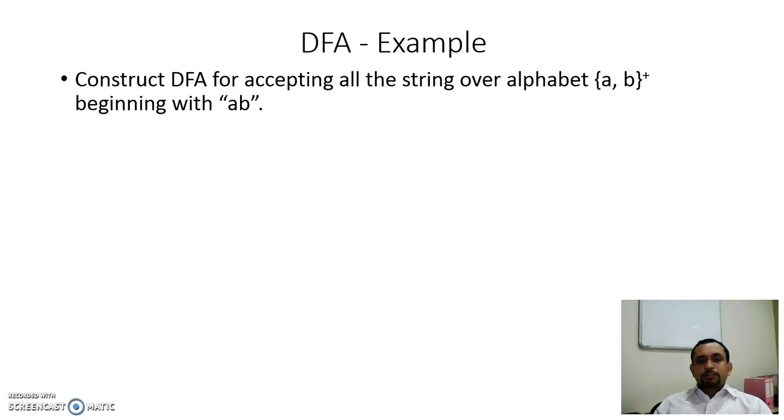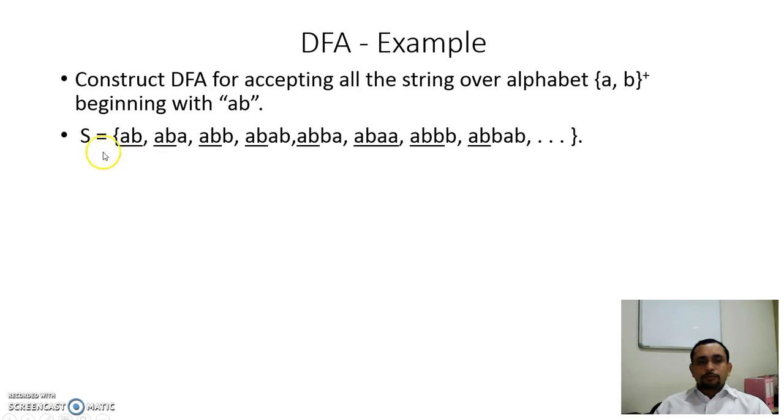When we talk about construction of a DFA beginning with AB, all the strings belonging to this DFA, or all the strings accepted by this DFA, will start with AB. That means it will have the first two symbols as A followed by B. Rest, you can have anything formed out of this alphabet. So a sample set is shown here. Here one can very easily see that all the strings shown here are starting with AB. So if we are ensuring that the first two symbols are A followed by B, the string must be accepted.